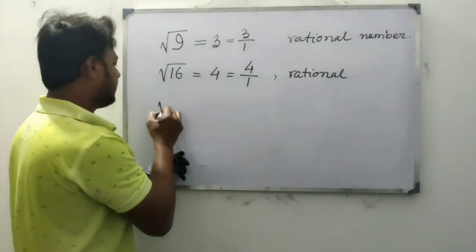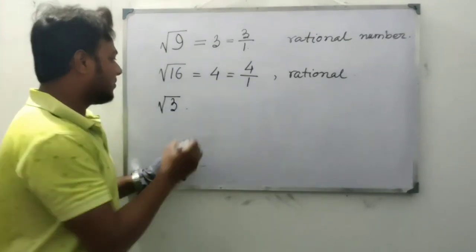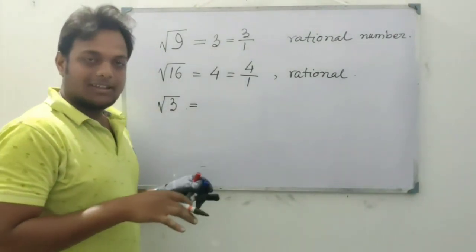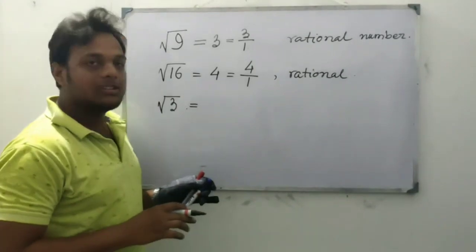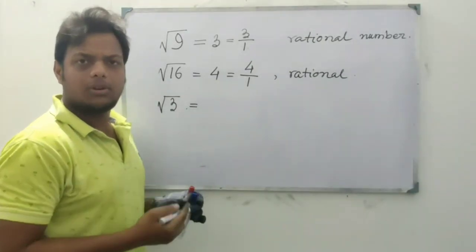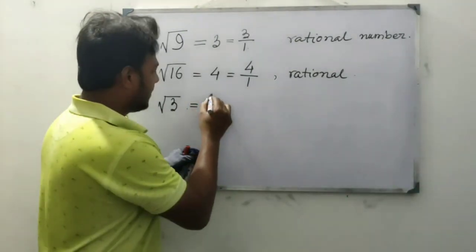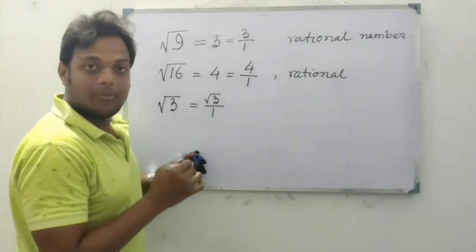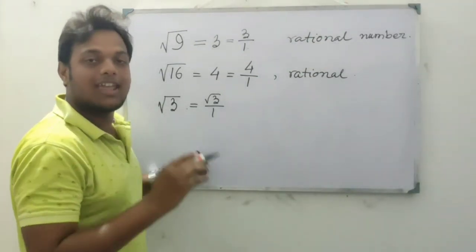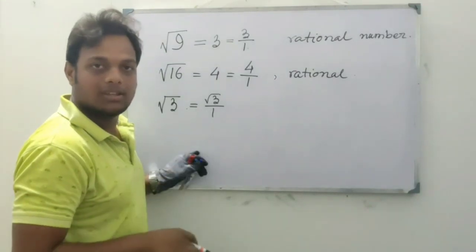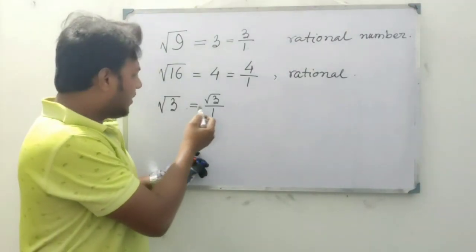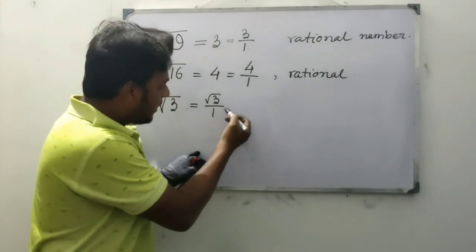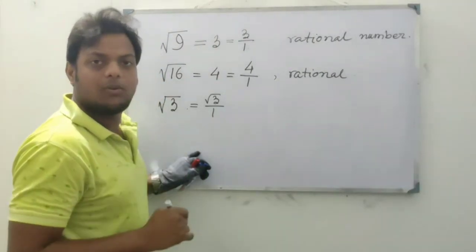What about root over 3? Now this is the question. What about root over 3? Some students will say, sir, we can express this root over 3 in the form p by q. How? We will give the denominator 1. They will say, sir, root 3 by 1 is also root 3. So we can express it in the form p by q, so it is a rational number. But the answer is wrong. Absolutely wrong. Why? I agree with you that root over 3 can be expressed in the form root over 3 by 1. You can express it in the form p by q. But you have to check whether p and q are integers or not.